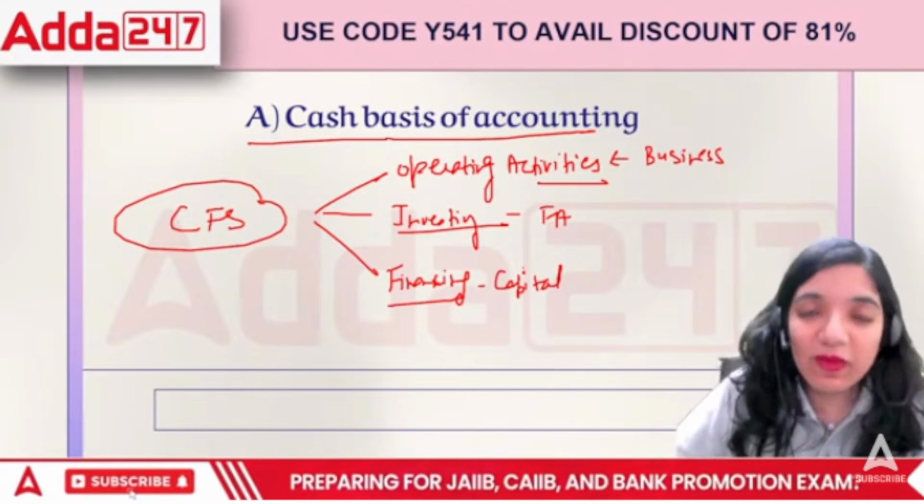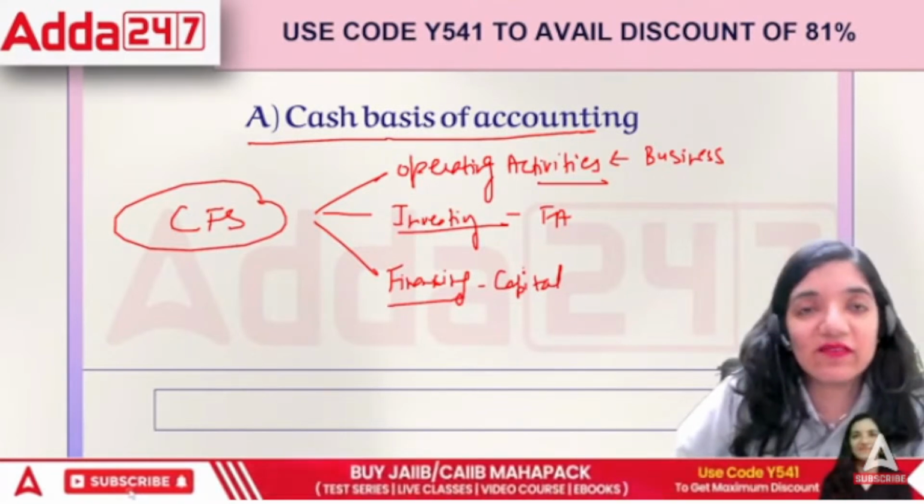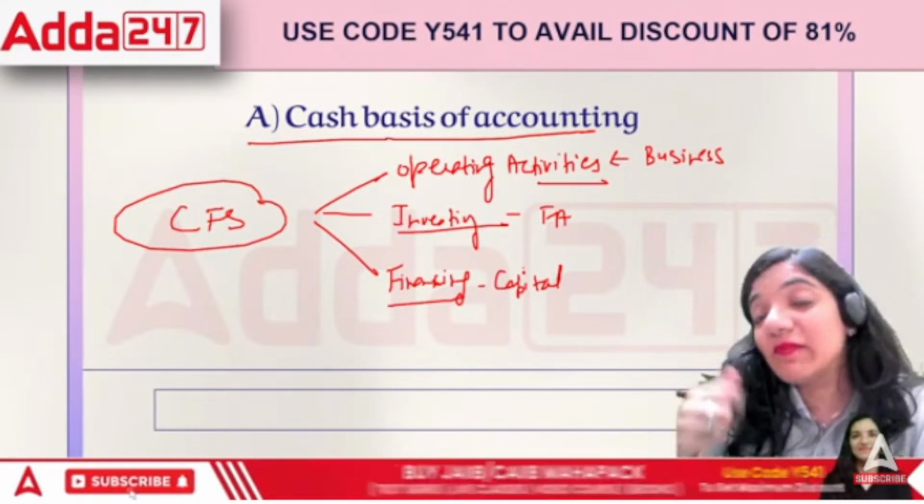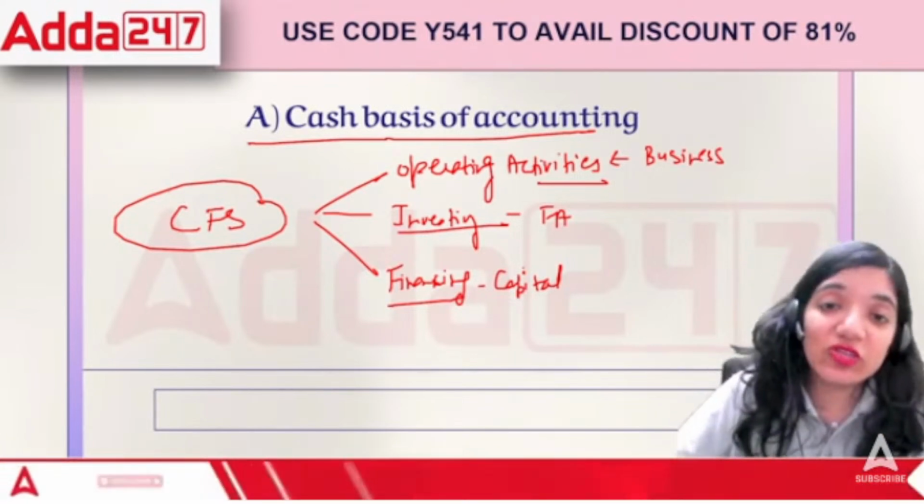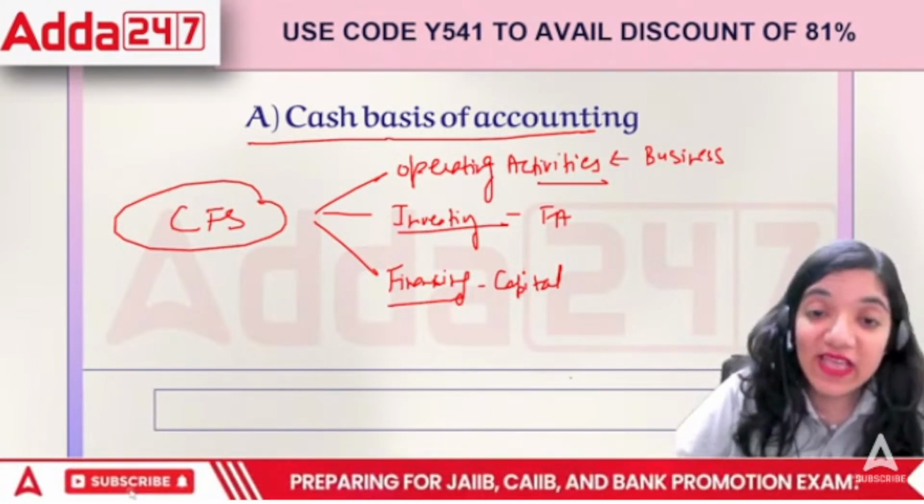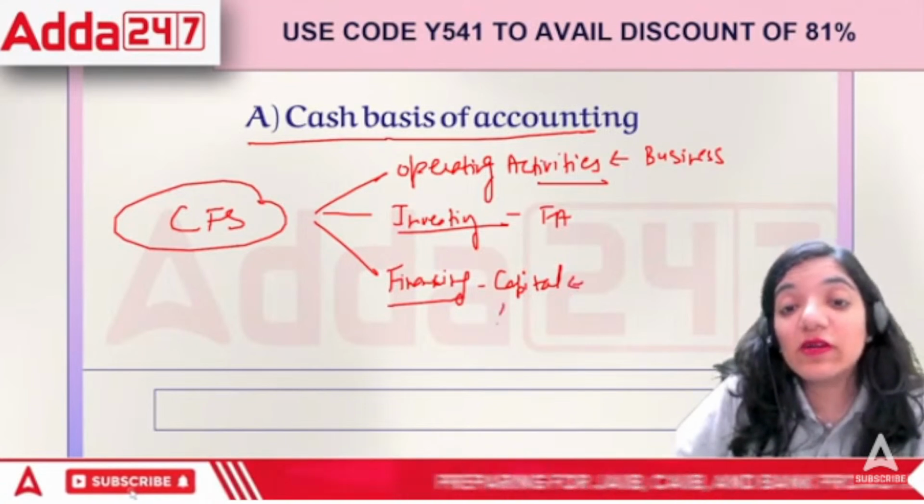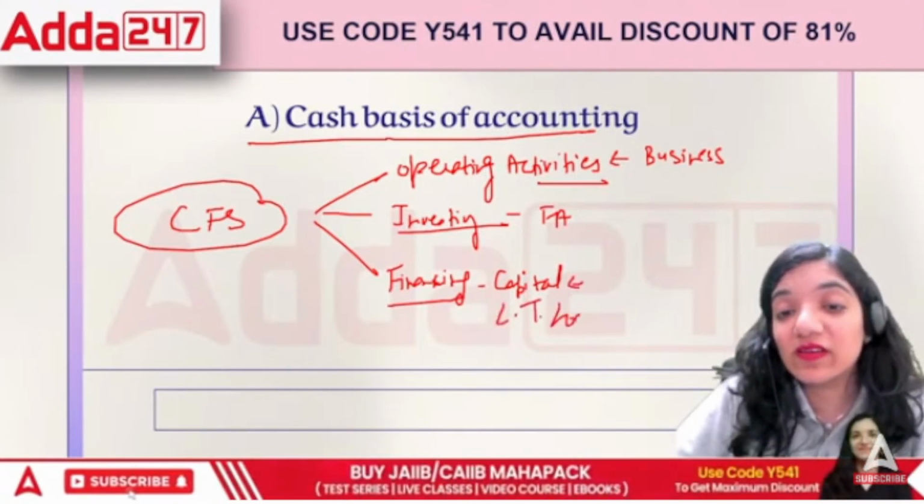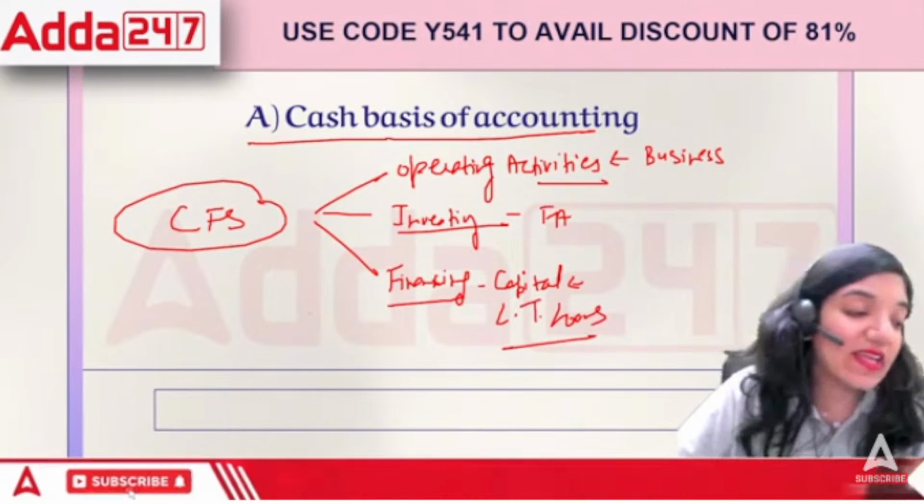Sometimes the capital might be eroded even because of the losses and everything. So what we do is sometimes we redeem the capital even. In terms of preference shareholders, we pay them back. That is capital. But also we take long-term loans to keep the business going. Isn't it? That is financing.